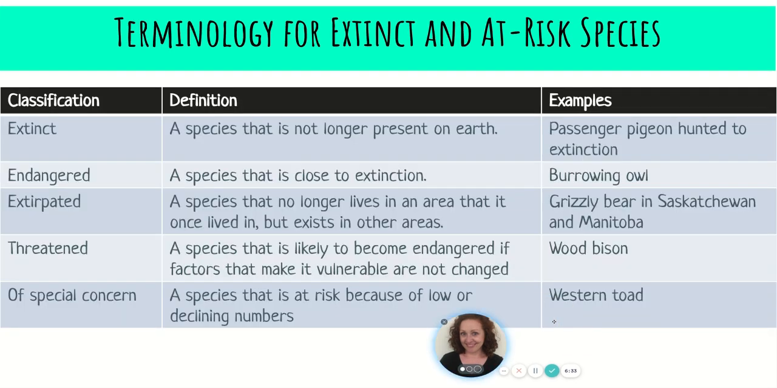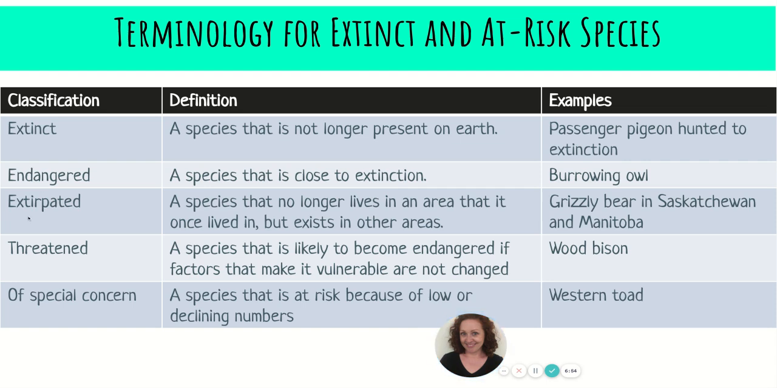The key terms that I was just talking to you about here: extinct, you are asked to know what that word means. It means that the species is no longer present on Earth. Endangered means that it's close to extinction. Extirpated means that it might be extinct from an area, but not all areas. So it's somewhere, but it's no longer in an area that it was. So it's extinct from an area.